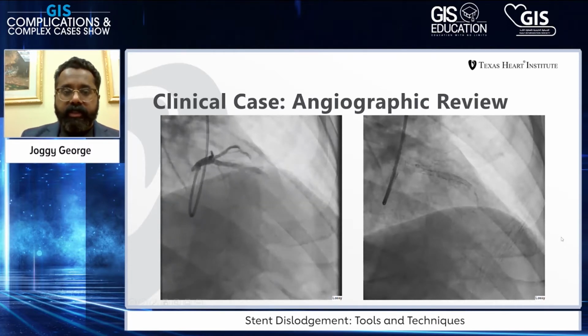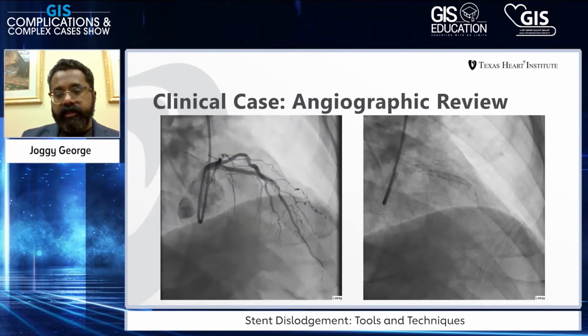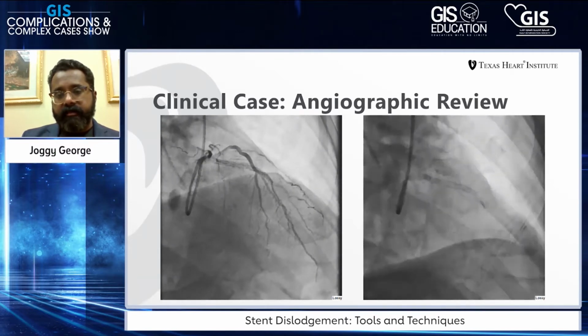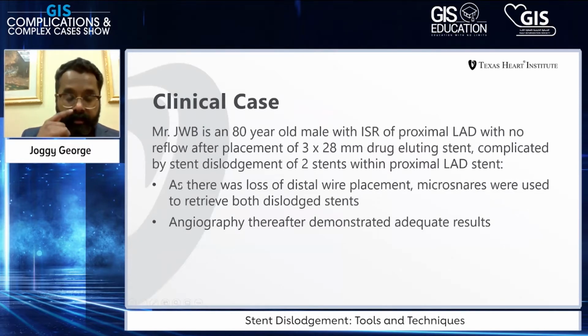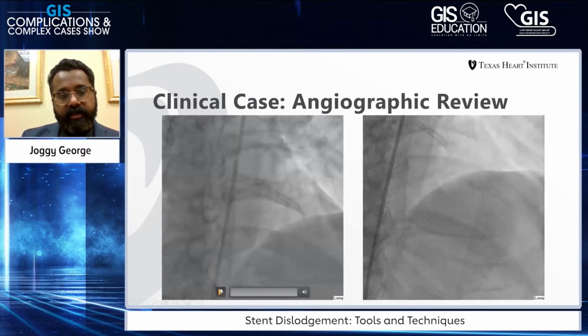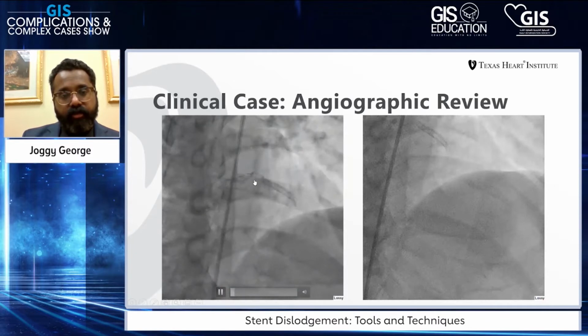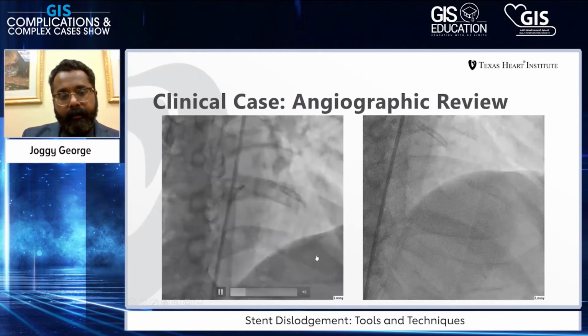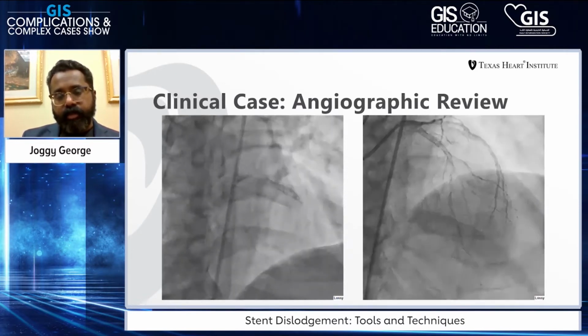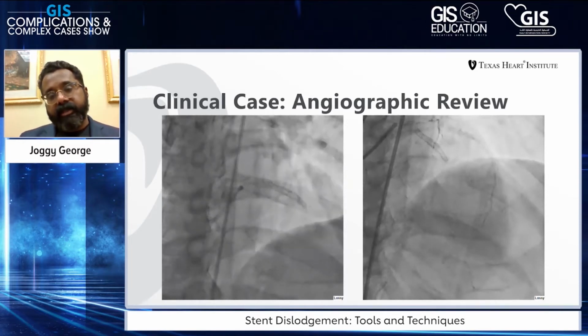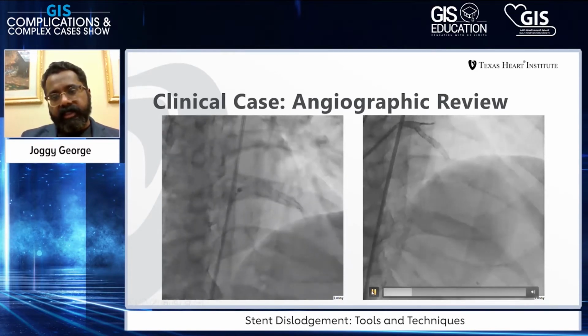So the operators used a micro snare to remove these stents back into the guiding catheter, and they were able to retrieve both dislodged stents. Angiogram thereafter demonstrated adequate results. So this is the actual snaring of the more proximal stent coming out there. And on the right side of the screen, we can see the post results. So these are the final angiographic results, which demonstrates adequate results.